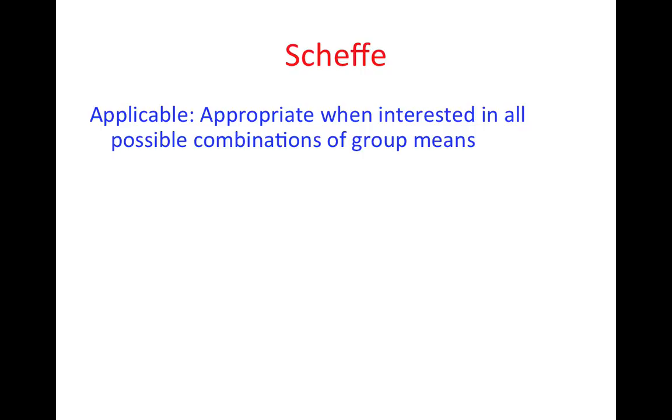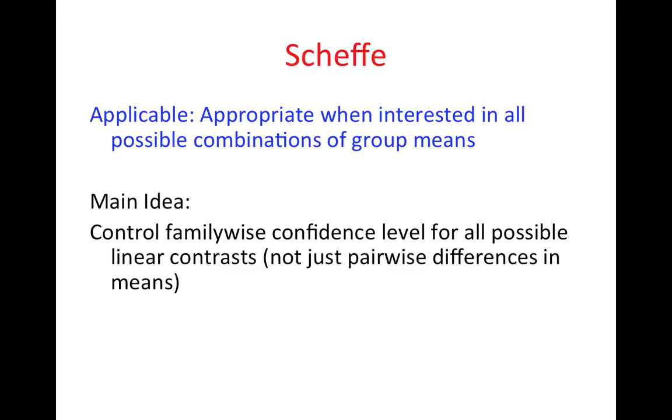Scheffe's method is appropriate when you're interested in all possible combinations of group means. So something like the mean of 1 minus 2 times the mean of 2 plus 2 times the mean of 3 minus the mean of 4. All different combinations. The main idea is we're going to control the family-wise confidence level for all those possible linear contrasts. Again, I mean something like the mean of 1 minus 2 times the mean of 2 plus 2 times the mean of 3 minus the mean of 4. So now we're looking at a lot more than all possible pairs, but all the different ways we could write down equations combining those 4 means.